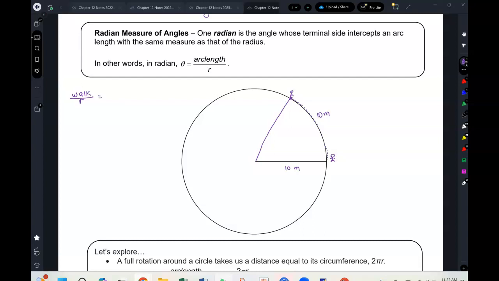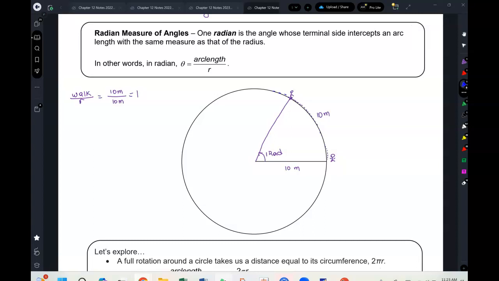So how much have you walked? 10 meters. How much is the radius? 10 meters. What's that ratio? 10 to 10, which is 1. It's 1, right? So that angle that you created is 1 radian. Okay? That's 1 radian. Now, you continue, right?